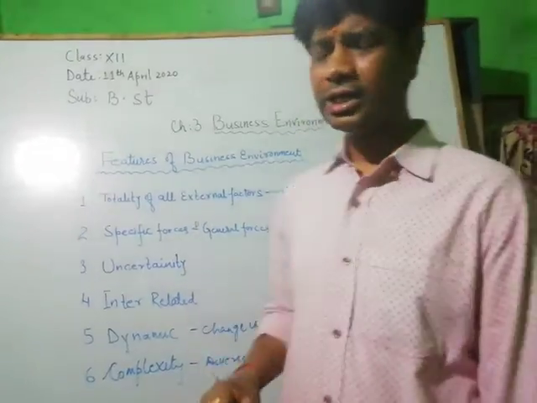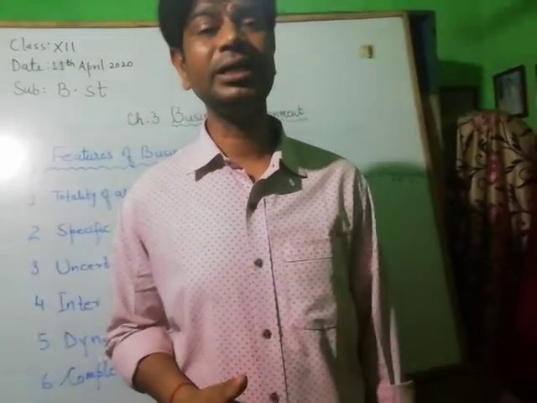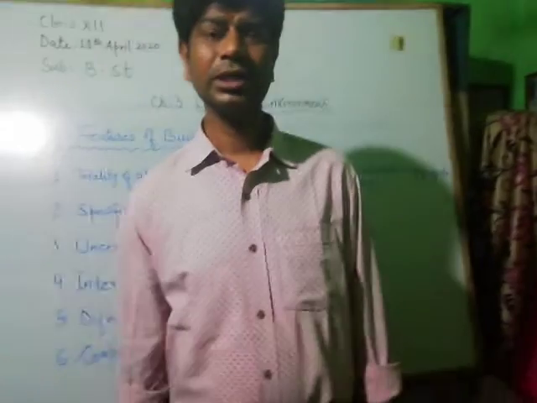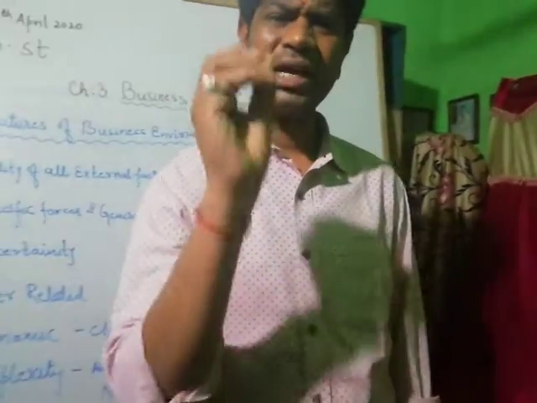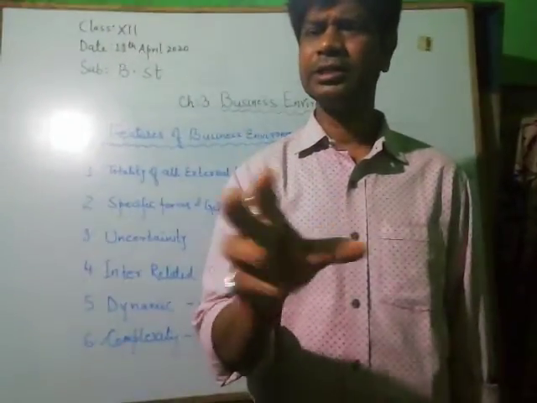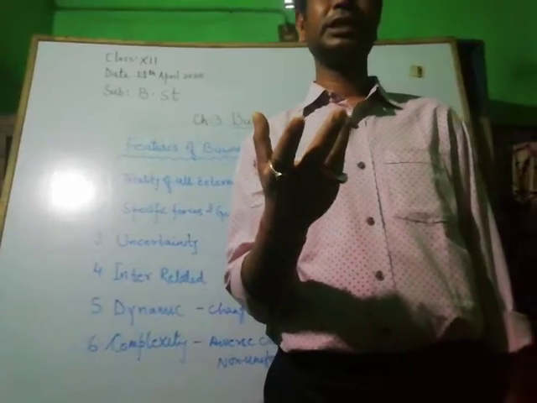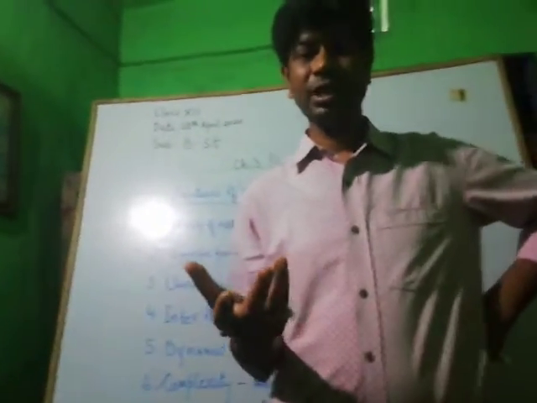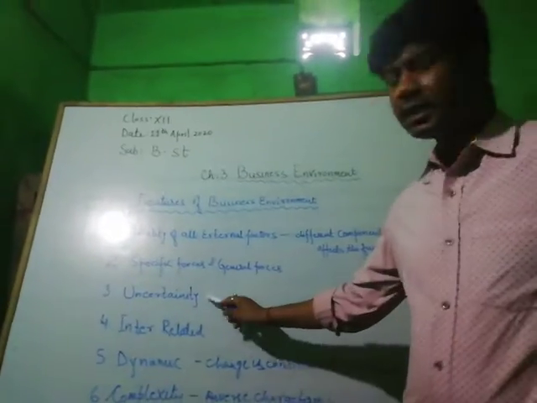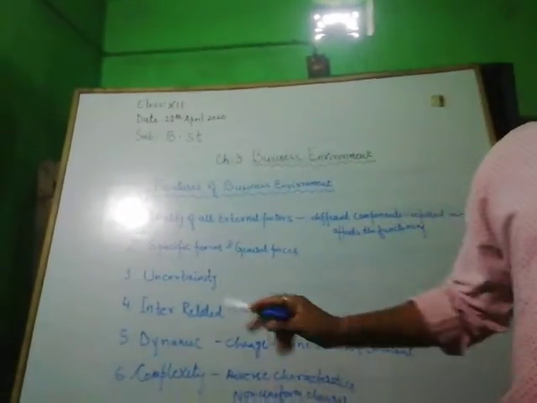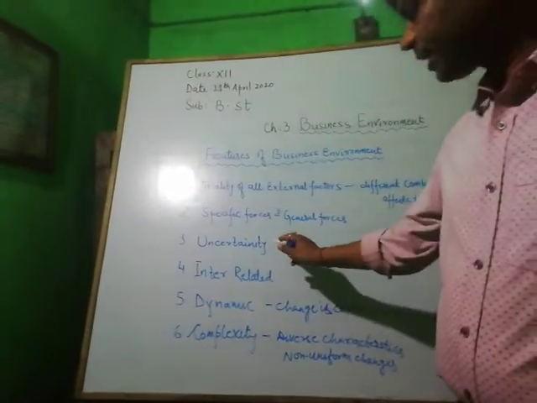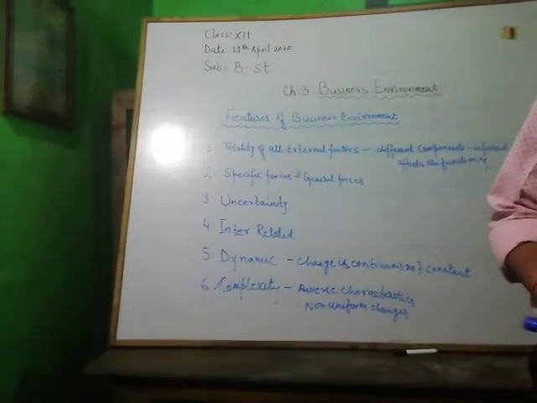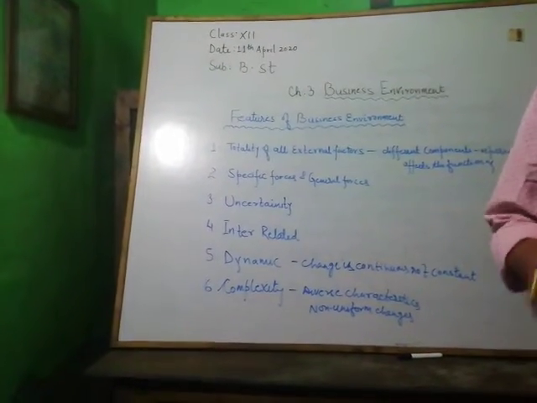The third one is that the business environment tends to be uncertain. Uncertain means we cannot predict precisely the effect of change in the business environment. Uncertainty here means that the effect of change in business environment cannot be predicted precisely.